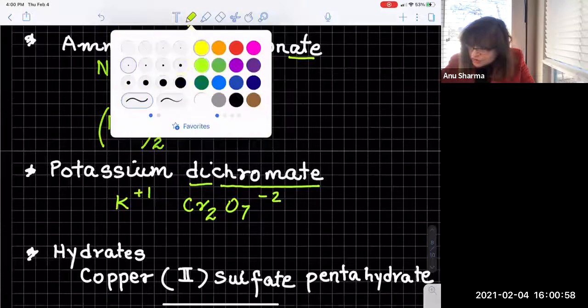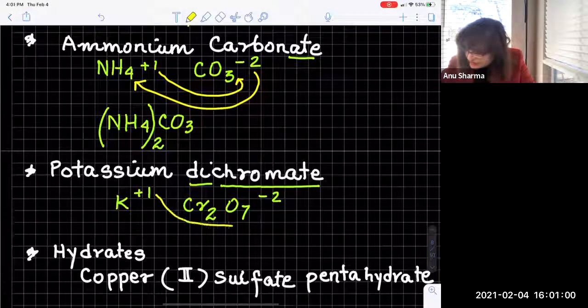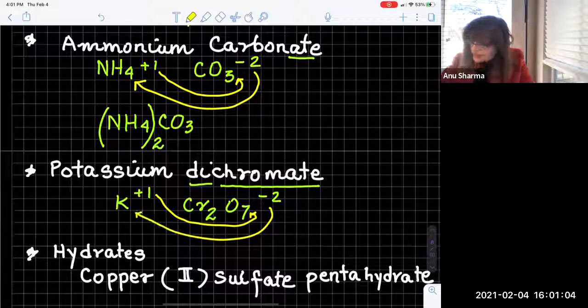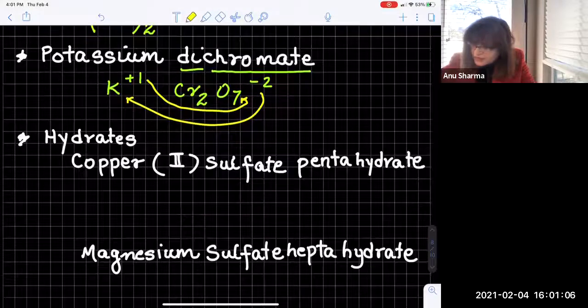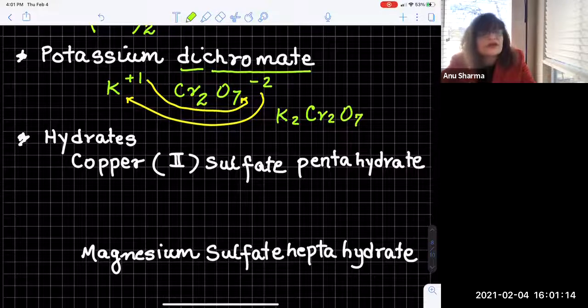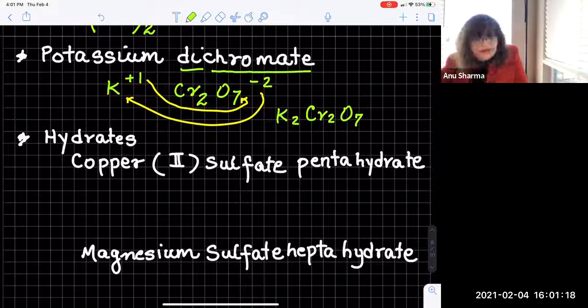This negative charge, this positive comes here, and this negative, this 2 comes here. So what do you get here? Potassium dichromate is K2Cr2O7. All right.